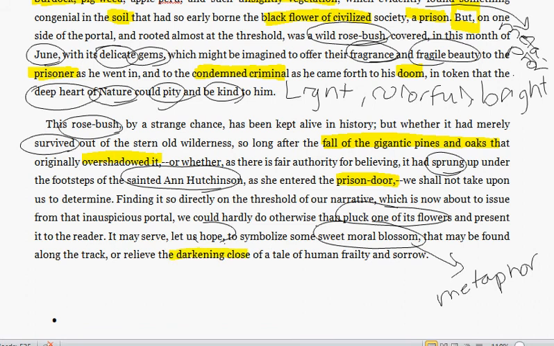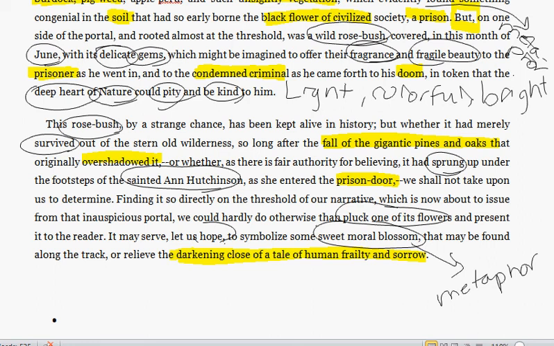We've got darkening close. So we've noticed in this piece two major big ticket items. The idea of the heaviness and darkness and gloom, and the idea of the lightness and beauty that's interspersed here a little bit with the rose bush. And the really neat thing that we noticed is this juxtaposed metaphors. The black flower of a civilized society is a prison, but here we have a rose bush, which is a sweet moral blossom.